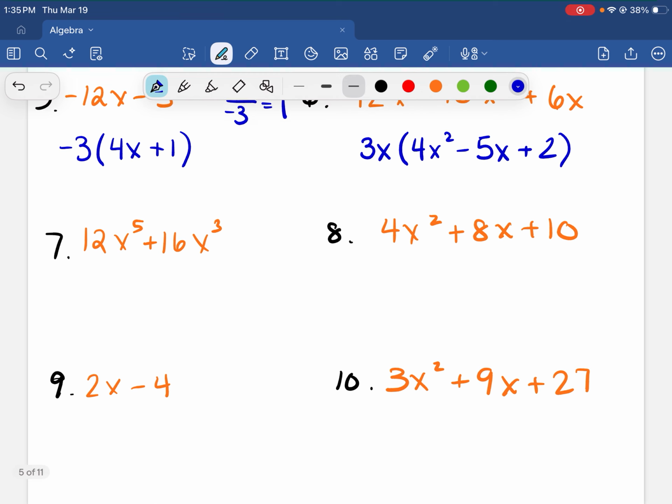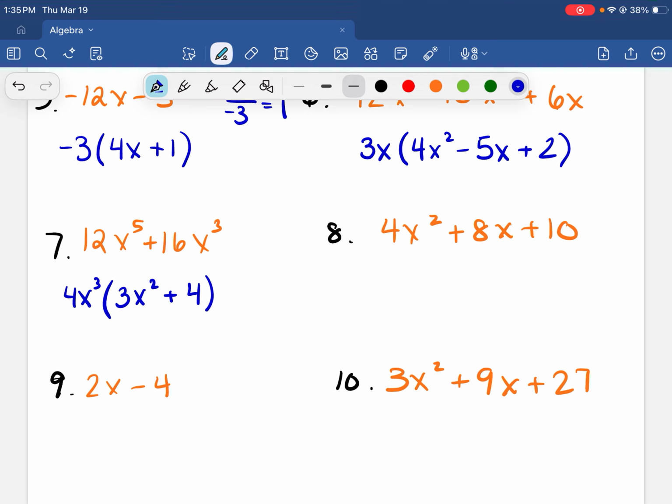Number 7, we have numbers in common and also x's. 12 and 16 are both divisible by 4. And they both have x to the 3rd in common. 12x to the 5th has a little more. 12 divided by 4 is 3. X to the 5th is 2 more x's, so I've got x squared. 16 divided by 4 is 4. And I already factored out all of those x's, x cubed, or x to the 3rd power.